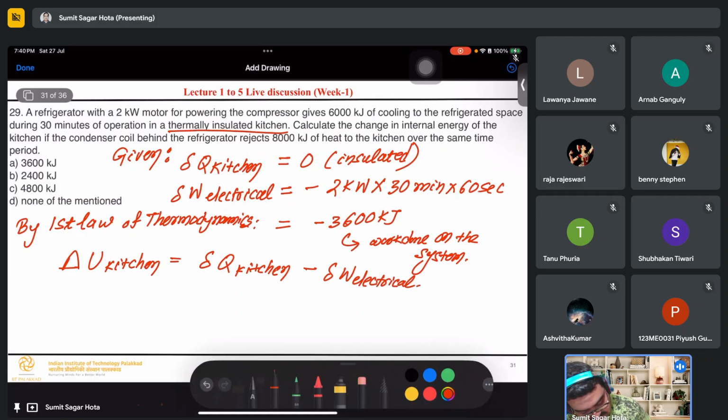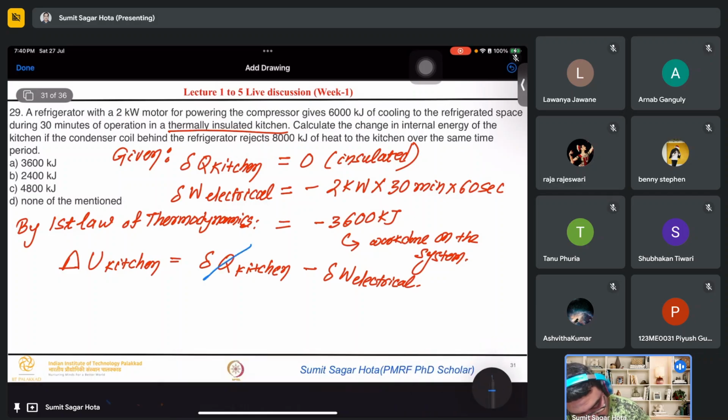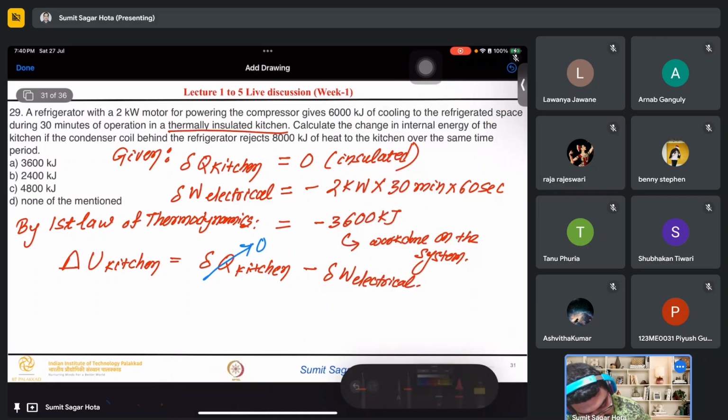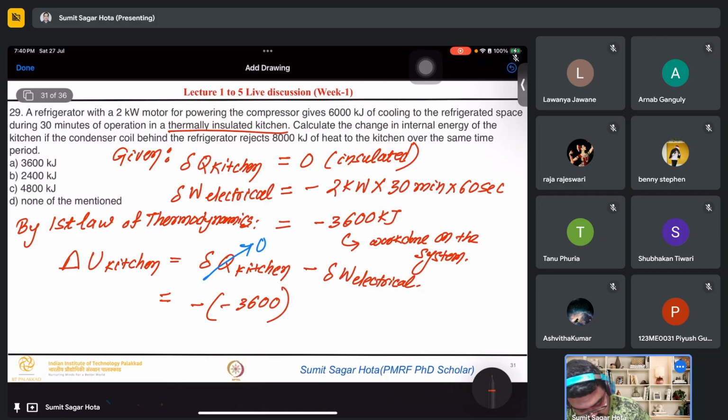So here you can see delta W is 0, so delta Q is 0, so minus of minus 3600, which is 3600 kilojoule, which leads to option A.